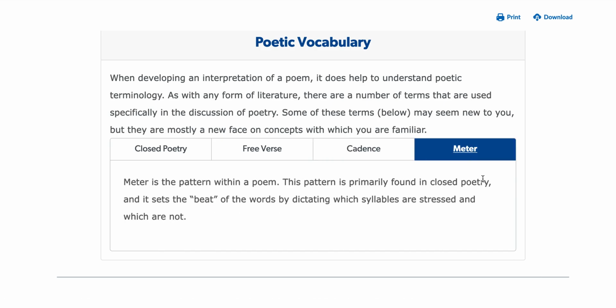Now the meter, and I'm going to discuss this later too, meter is basically the beat. So let's look at shall I compare thee to a summer's day. Listen to the beats. Shall I compare thee to a summer's day, right? That beat would be the meter. And again, that will be discussed later in another video.